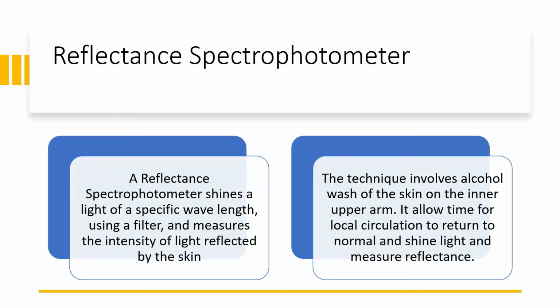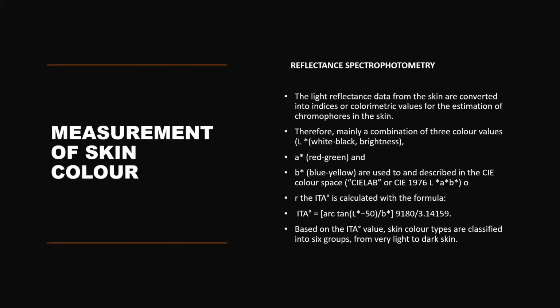And it is not as simple as it sounds, because the data derived is huge and the interpretation of data is a little complicated. So when we talk about reflectance spectrophotometry, it is a combination of three color values which are being interpreted, through the colorimetric values for the estimation of the chromophores in the skin. So you can see the formula for the chromophoric determination.